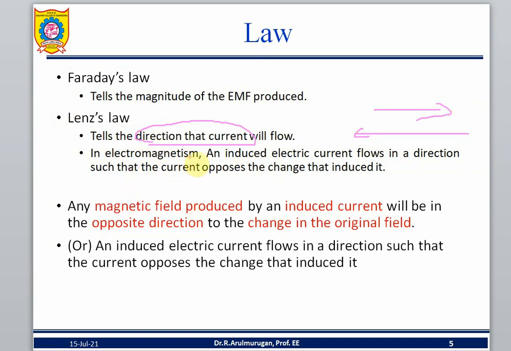In electromagnetism, an induced electric current flows in a direction such that the current opposes the change that induced it. So the induced current is going to oppose, flowing in the opposite direction to the change that induced it. This is the Lenz law statement.